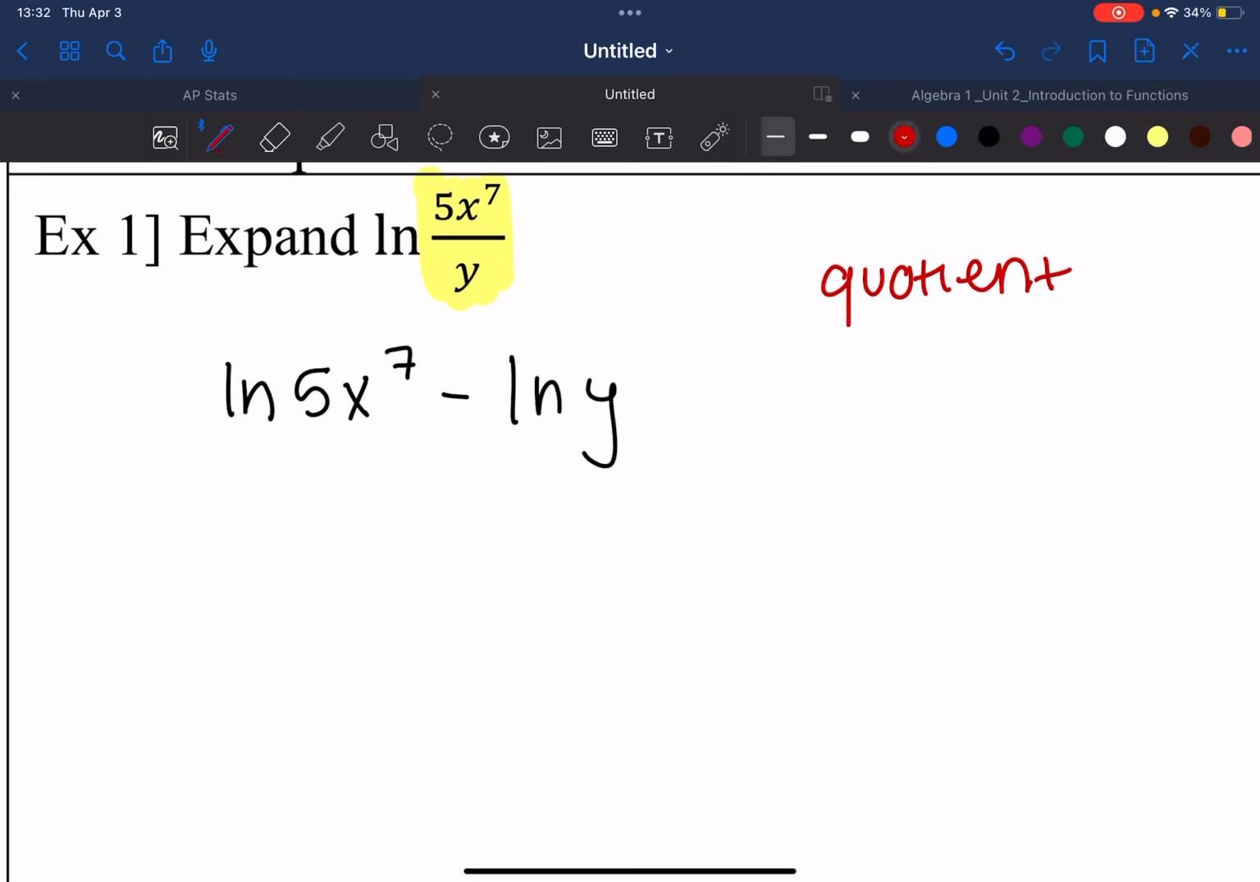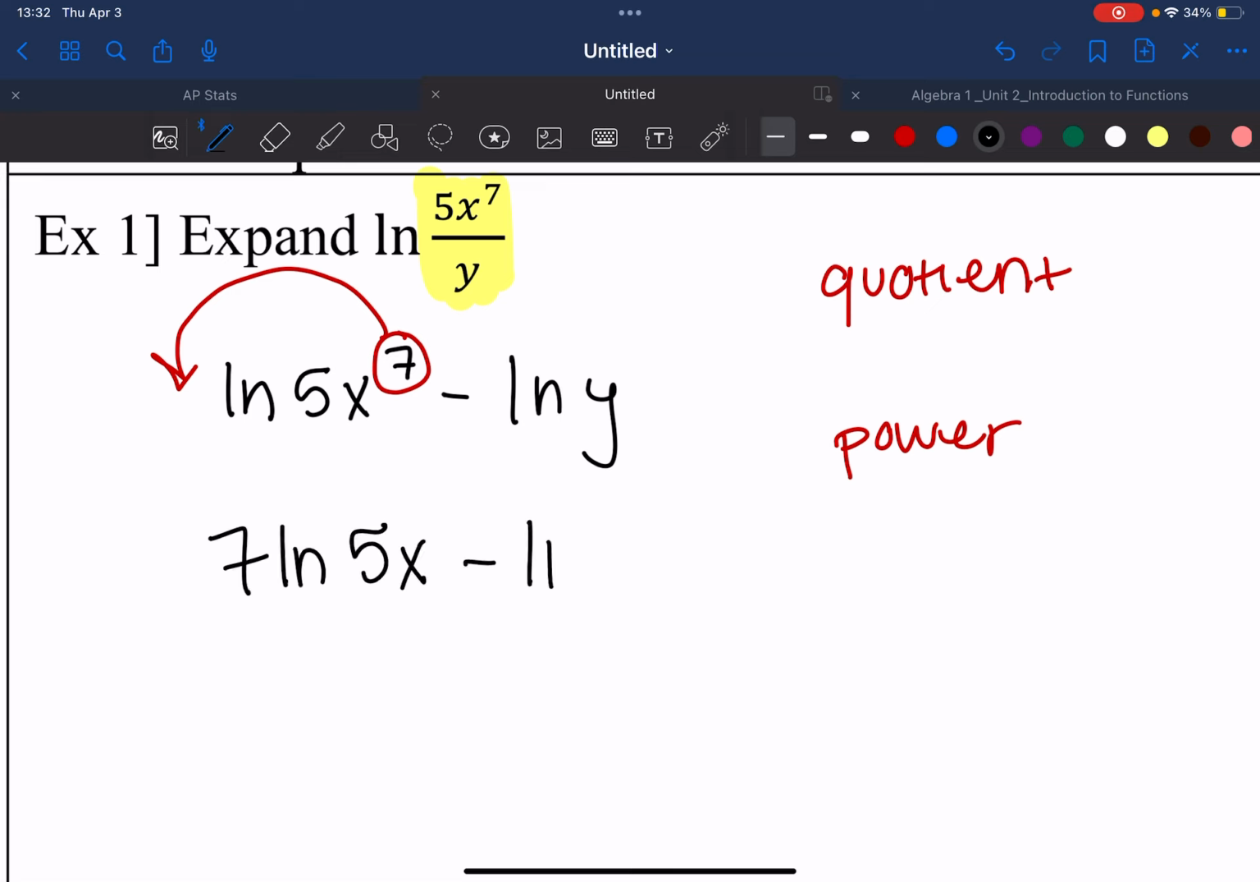And then, since I have this exponent of 7, I know because of the power property that I can move this in front of the natural log. So I have 7 natural log of 5x minus natural log of y. That is my answer.